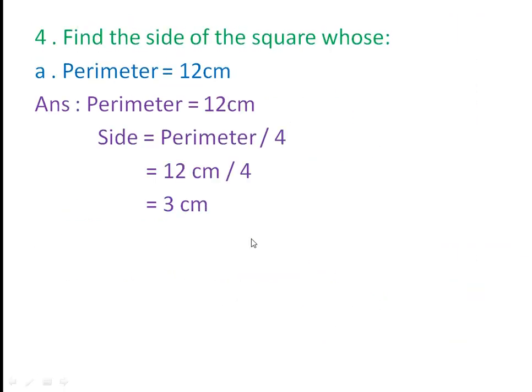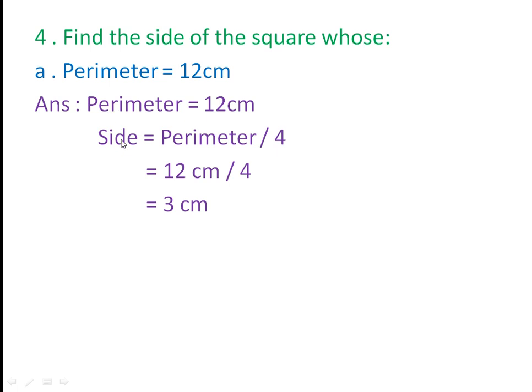Next, fourth one, find the side of the square whose perimeter is given. First we recollect what the formula for the side of a square is. That is, side is equal to perimeter divisible by 4. That is the formula. See here, the question is perimeter is equal to 12 centimeters.